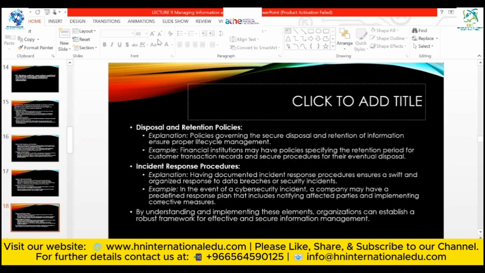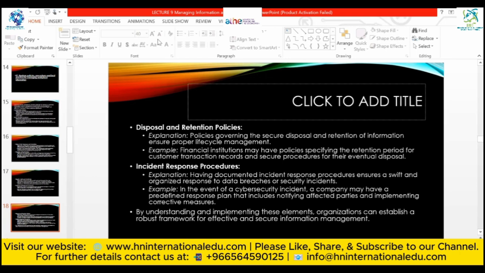Disposal and retention policies. Policies governing the secure disposal and retention of information ensure proper life cycle management. That is, you're disposing of the information which is no longer in use and you're retaining the new data as well. For example, financial institutions may have policies specifying the retention period for consumer transaction records and security procedures for the eventual disposal as well.